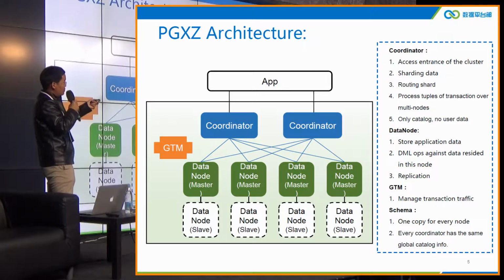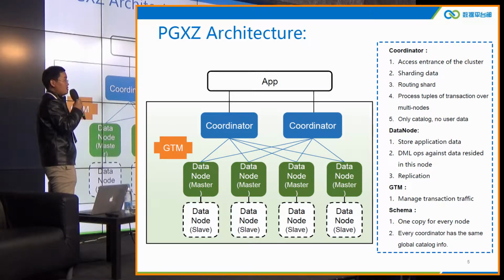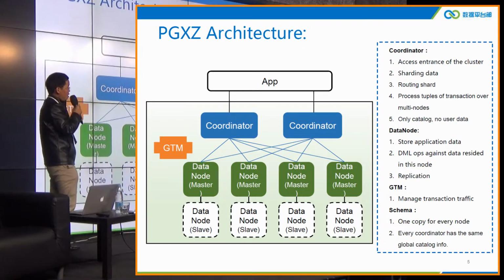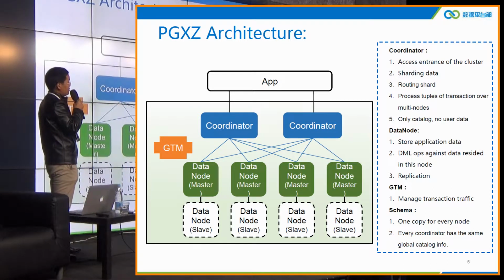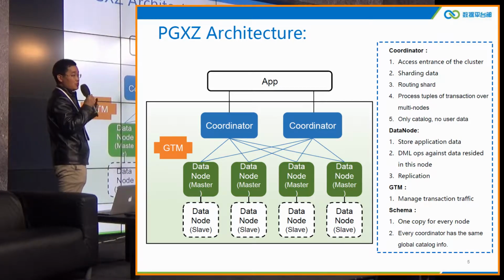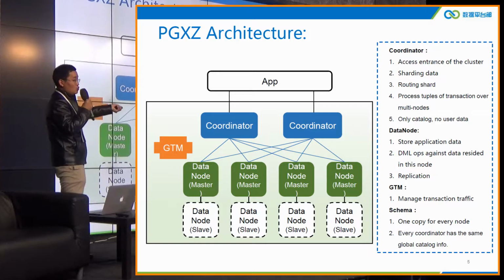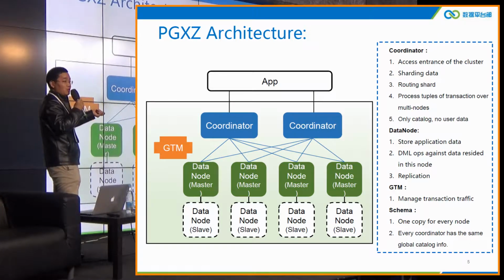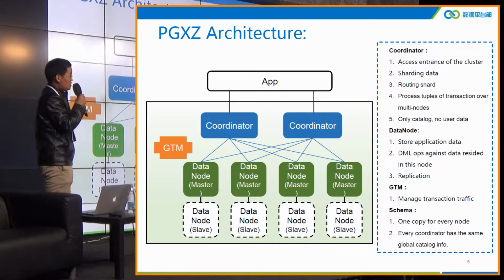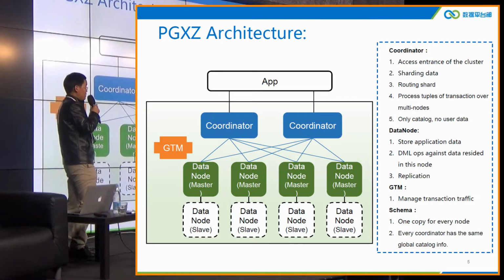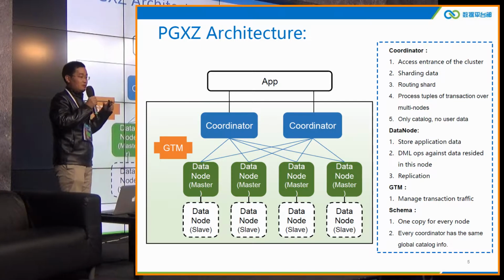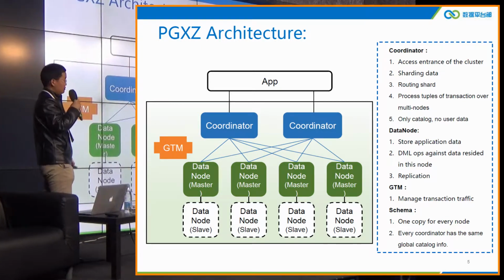Then the data node. The data node stores real application data, and it processes the DML operations against the data set in the node. Besides this, data nodes also handle the replication, I mean the log shipping to the standby node. The last one is GTM. GTM means Global Transaction Manager. It manages transaction traffic and provides consistency management of transactions.